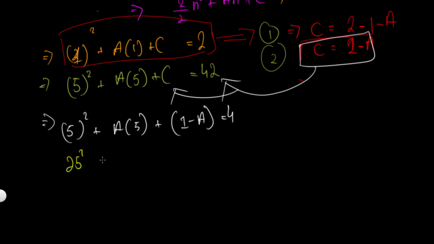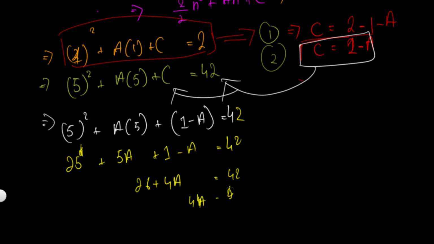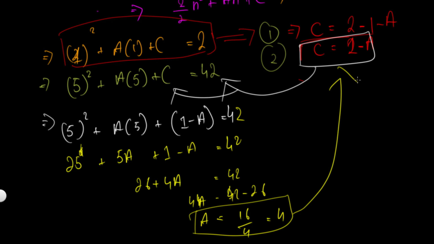5 square is 25, 5 into a is 5a, plus 1 minus a is equal to 42. So 25 plus 1 is 26, 5a minus a is 4a, so 26 plus 4a is equal to 42. 4a is equal to 42 minus 26, which is 16. Divided by 4, a is 4. Once you get the value for a, which is 4, insert it back into your first equation and find the value for c. If a is 4, then c must be 1 minus 4, therefore c must be minus 3.